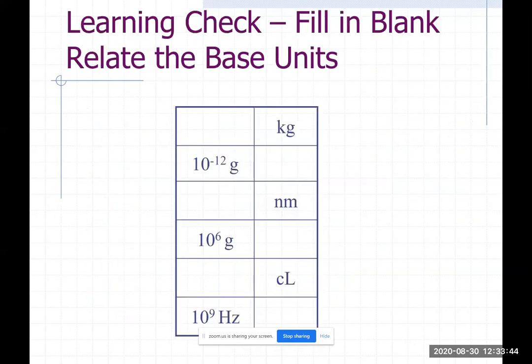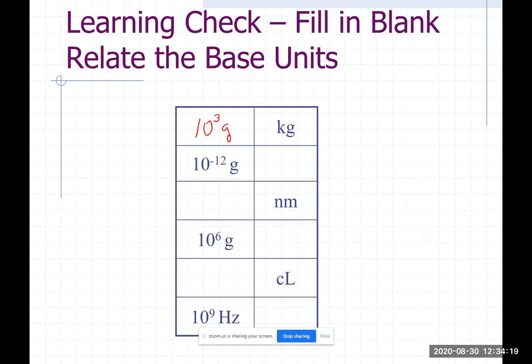So let's do a learning check and fill in the blanks that relate to the base units here. You should pause on this slide, go back and memorize all of the metric system prefixes and powers of 10, and then come back and do this as a little quiz for yourself to make sure that you've memorized all of them. So kilogram, kilo we looked at, that is 10 to the 3. And since we have kilograms, that would be 10 to the 3 grams here.